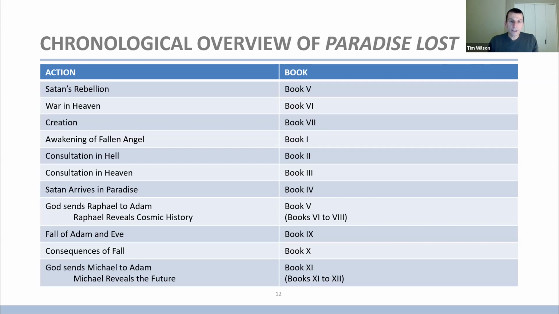So, and then we have cosmic future revealed. The archangel Michael comes down to give hope and a sense of the future, that this fall will be redeemed in the form of Christ and a future redemption of humanity. So that's kind of the overall picture of what happens in the epic.